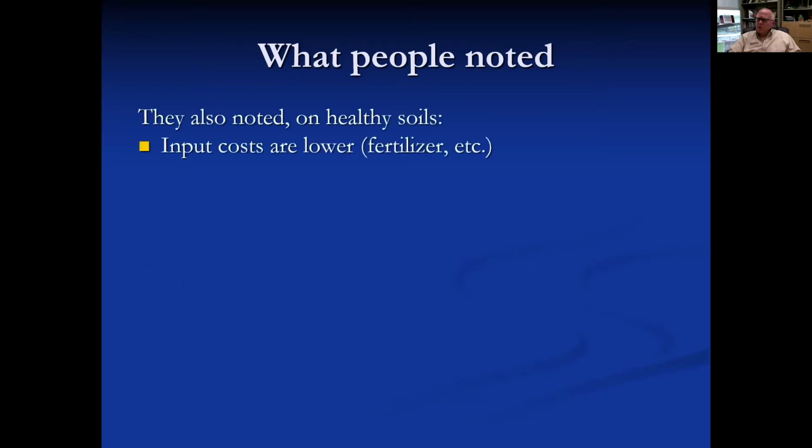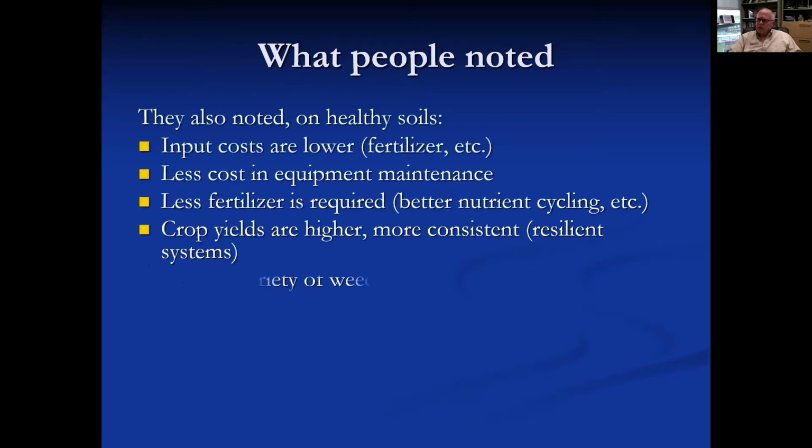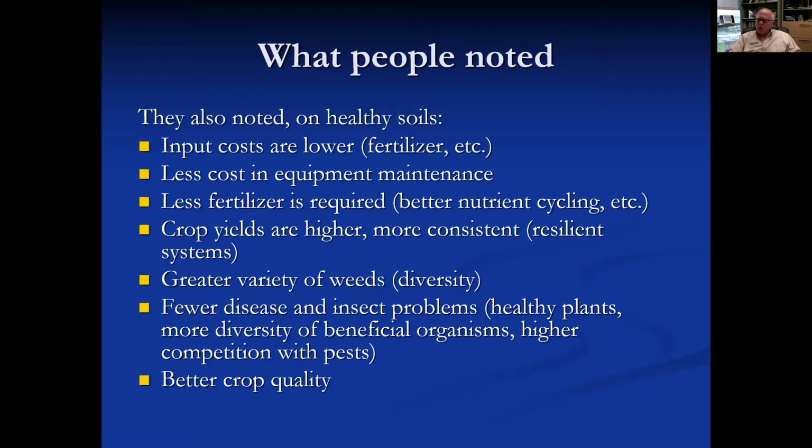We're going to skip through a lot of these things pretty quickly, but you'll notice that they also have benefits to not only the soil, but other aspects of its management. Input costs are lower, we like less fertilizer in these healthy systems. Crop yields are typically higher and more consistent. Sometimes even the consistency of yield is more important even than high yielding systems.